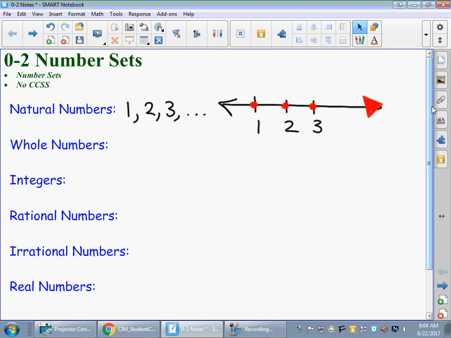Whole numbers just add on 0 to the natural number set. So the dot, dot, dot implies forever, never, never in that same pattern. Okay, so whole numbers adds on 0. So what we can say is the natural numbers, all of these numbers, are a subset of the whole numbers. They belong within the whole numbers. The only difference is 0.